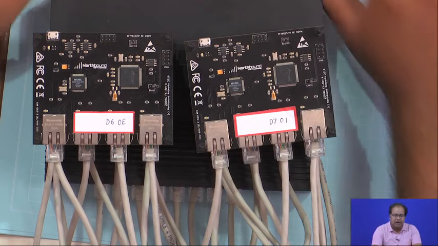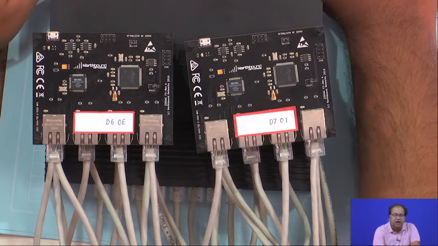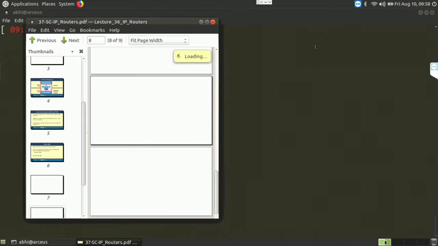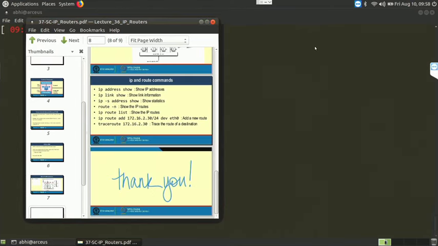Now, let us come back to the slides where we are talking about different kinds of IP and route commands, to see different types of tools that you can use to look into the IP related aspects of your machine, and at the same time the routing related aspects and configure your router. So, let us have a brief discussion about that.